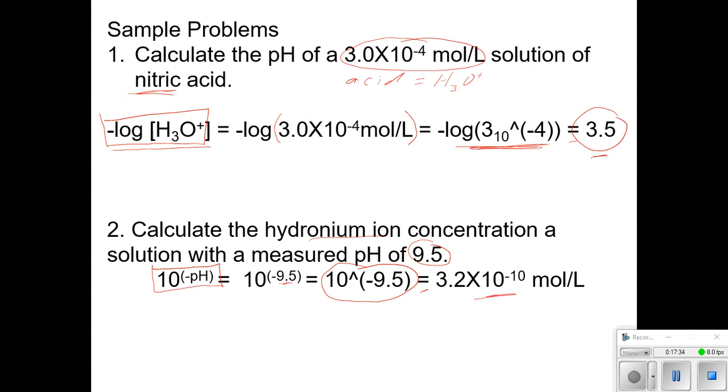Again, always double check. Take a look at the exponent here. The pH should be very close to that, and it is very close to that. Take a look at the pH, 9.5. The exponent should be very close to that, and it is very close to that. So always double check, and if you're not really close, once again, then you probably did something incorrect with your calculations.